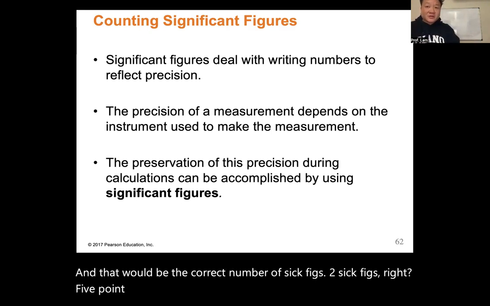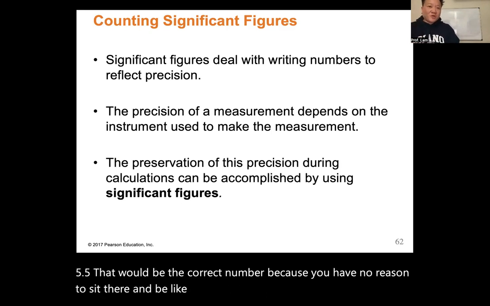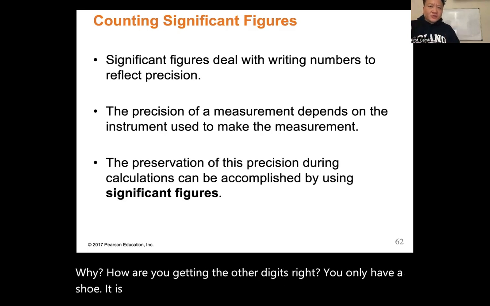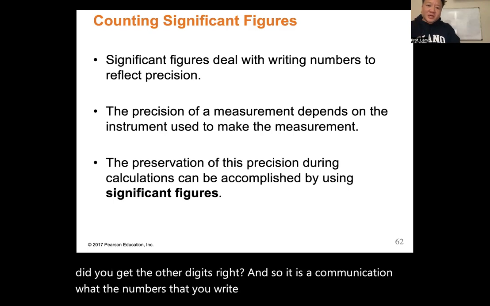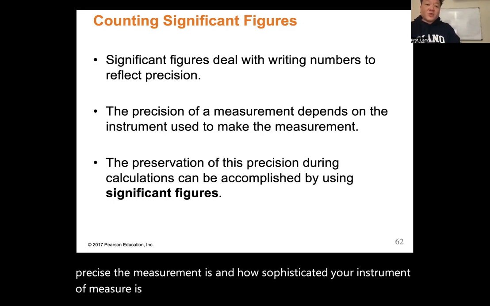And that would be the correct number of sig figs, two sig figs, 5.5. That would be the correct number because you have no reason to say, oh, this person is 5.524 feet. Well, why? How are you getting the other digits? You only have a shoe. It's a very crude measurement. So it is a communication. The numbers that you write are a way to communicate how precise the measurement is and how sophisticated your instrument of measure is. So it's very important to take that into consideration in science, okay?